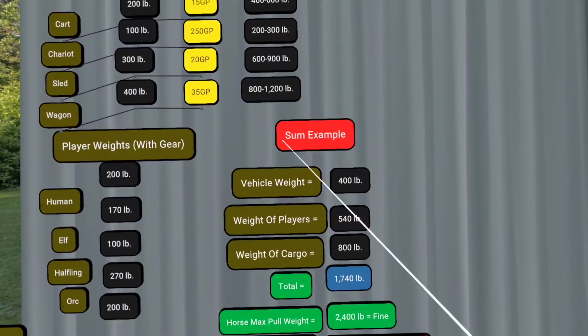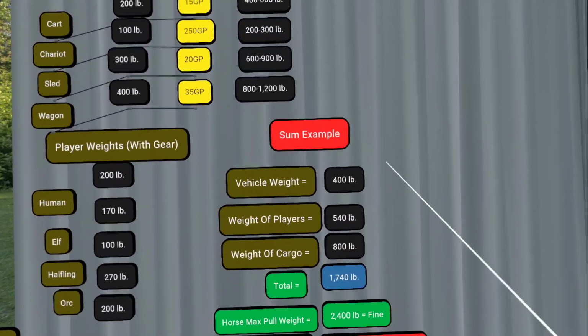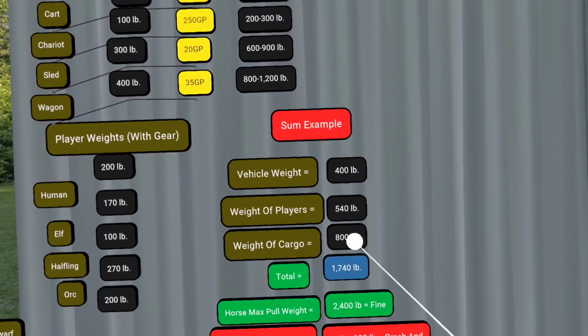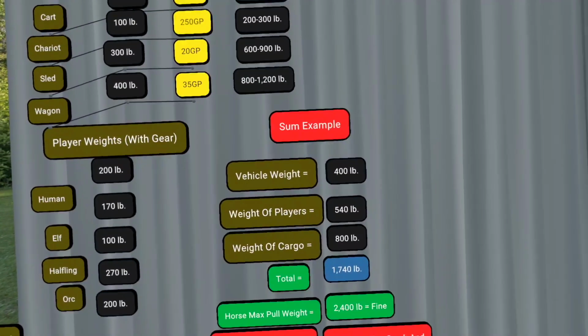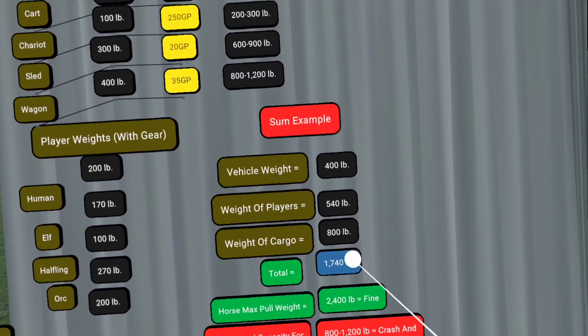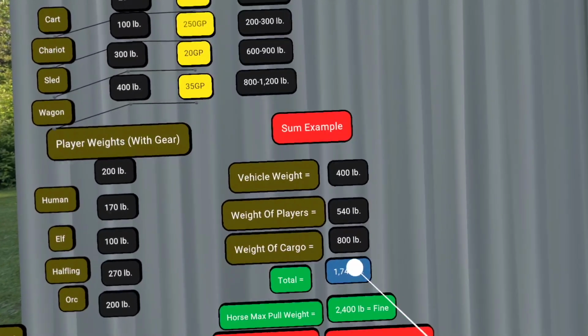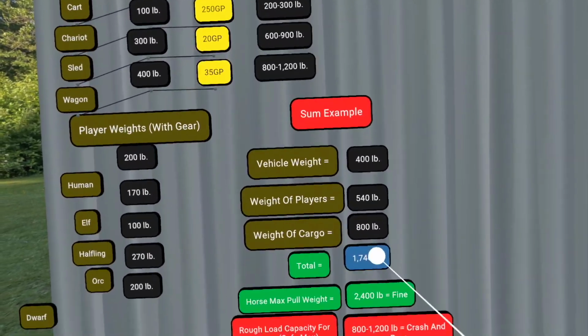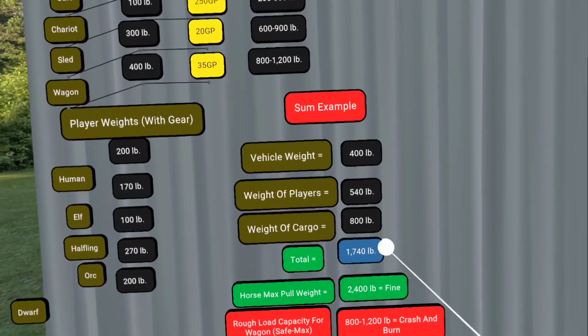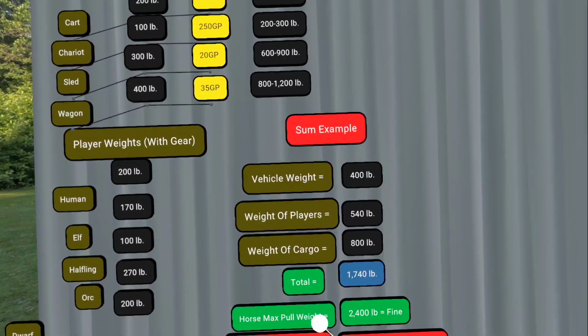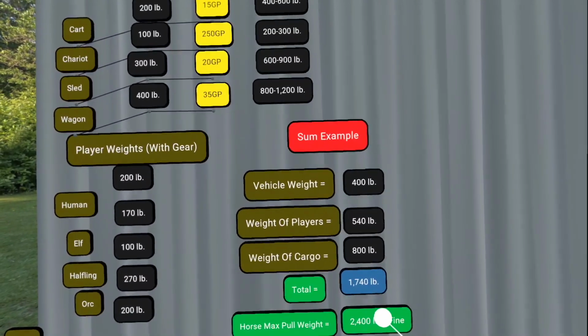So your vehicle weight is 400 pounds. The weight of your players is 540. The weight of your cargo is 800 pounds. So this adds up to a total of 1,740 pounds that the horse basically has to pull, right? So your horse's max pull weight is 2,400.